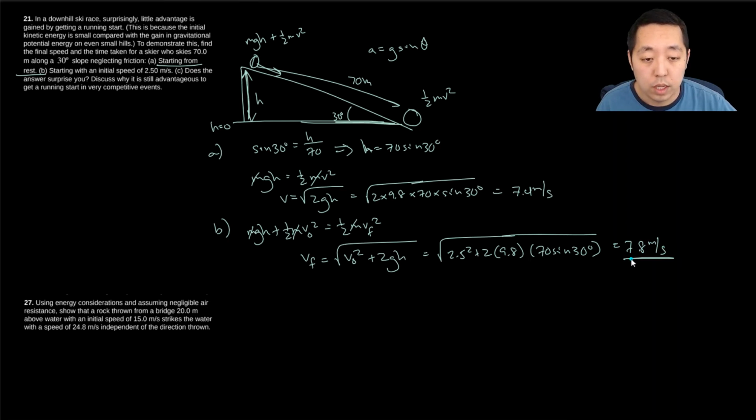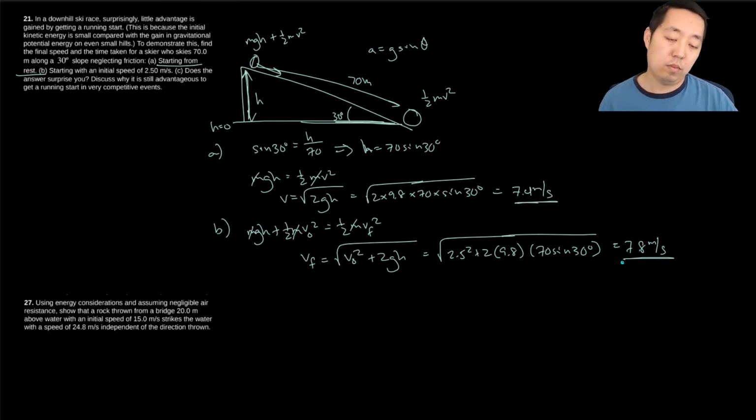So basically, very small difference in speed. Even though they started off with a 2.5 meters per second difference, it caught up. It ended with only a 0.4 meters per second difference by the time it's at the bottom of the hill. You know, for gold medal events or the Olympics, that difference matters. But in a casual race down with your friend, it's not going to make that big of a difference.